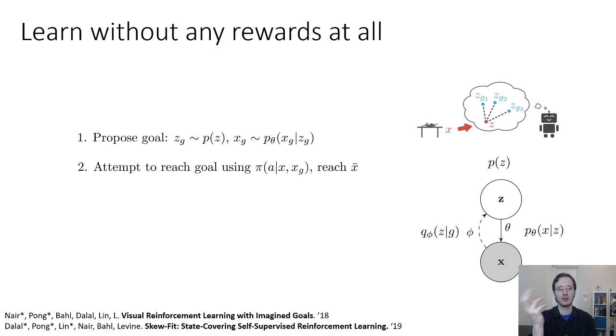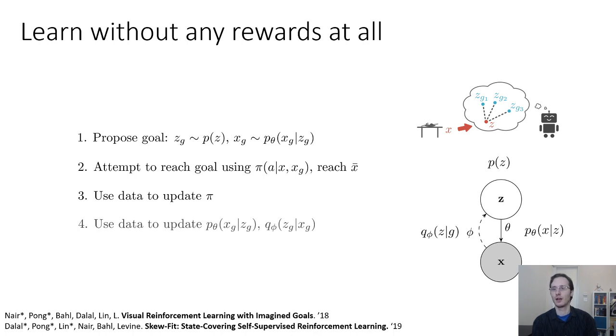In fact, xg might not even be a real image. It may be impossible to reach. So you'll get some other image, x bar. And in the process of running that policy, you'll of course collect data, which you can use to update your policy, maybe using something like a Q-learning algorithm, like what you're doing for homework 3. And you can also use that data to update your generative model. So if in the course of attempting to reach that goal, you saw some other images that you hadn't seen before, incorporating that data to update your generative model might give you a better generative model that can propose more interesting goals. And then you can repeat this process.